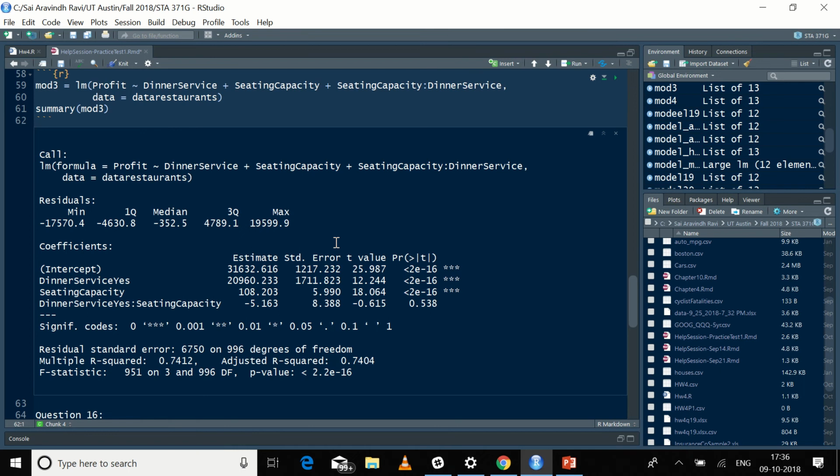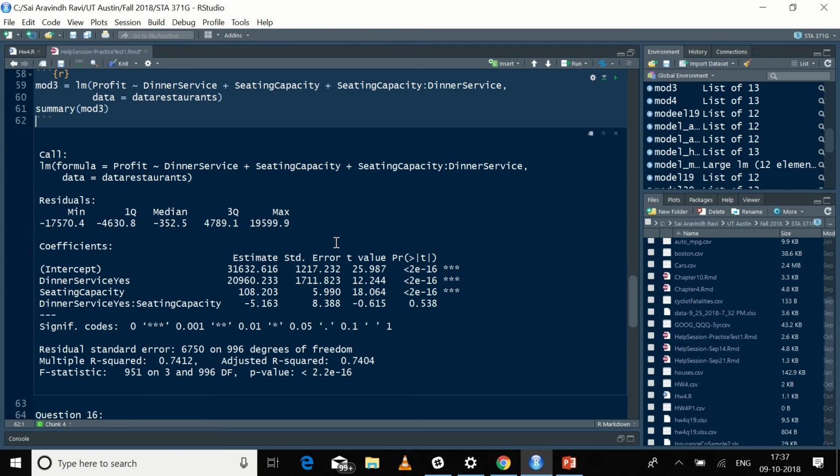Profit equals 31632 plus 20960 times yes, right? Plus seating capacity times 108 minus 5.163 times yes times seating capacity.